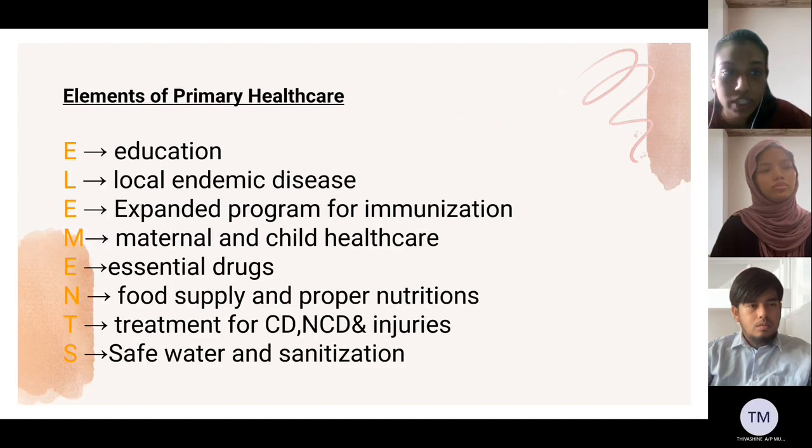Next. There are a few elements of primary healthcare. The acronym is ELEMENTS. First, education. Next will be local endemic diseases, expanded program for immunization, maternal and child health care, essential drugs, food supply and proper nutrition, treatment for communicable diseases, non-communicable diseases, and also injuries. And finally is safe water and sanitation.